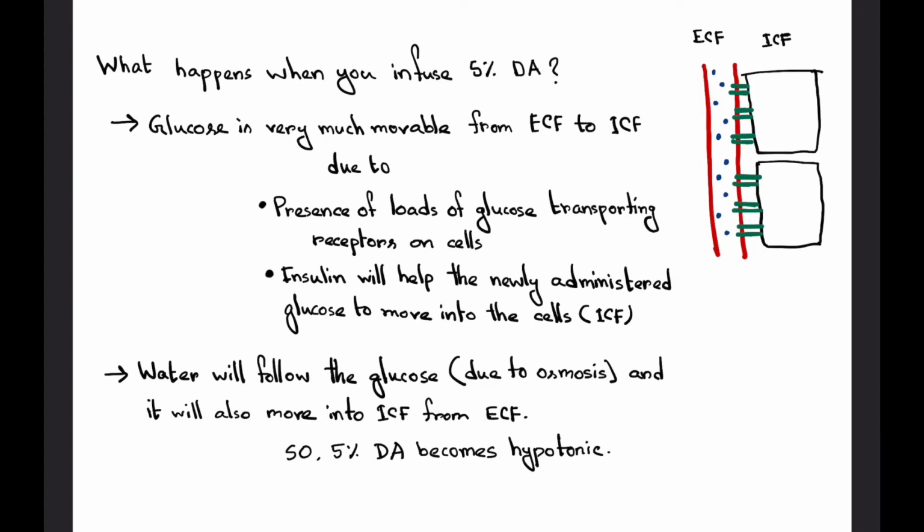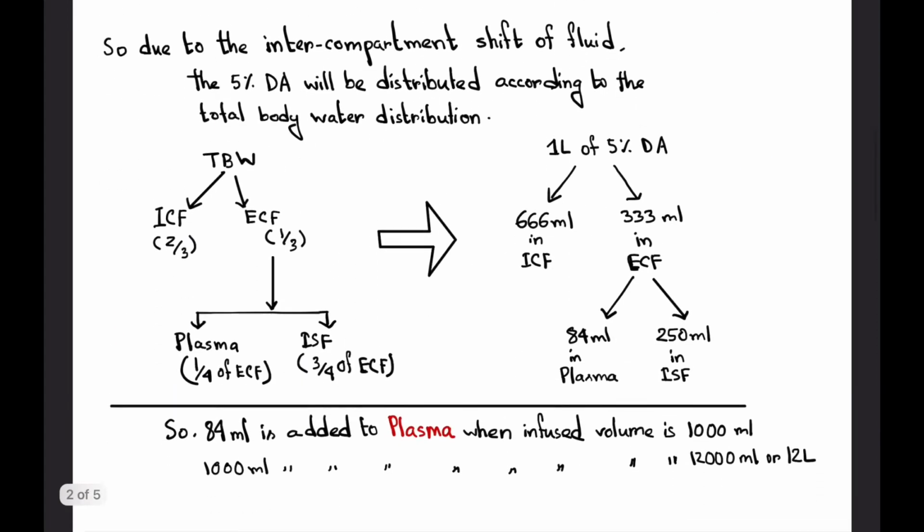Now, how will the water be distributed in the body after infusion of this 5% DA? This will be exactly the same as the total body water distribution. 2/3 of the total body water gets into the ICF, and 1/3 gets into the ECF, right? And of this ECF, 1/4 goes into the plasma, and 3/4 goes into the interstitial fluid.